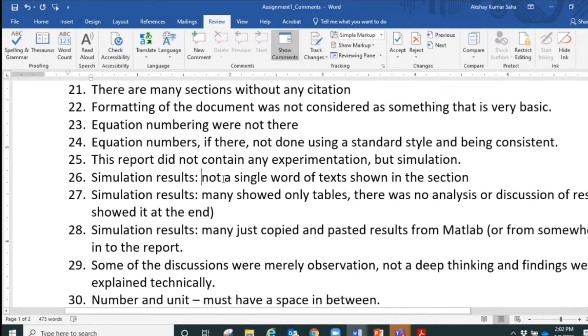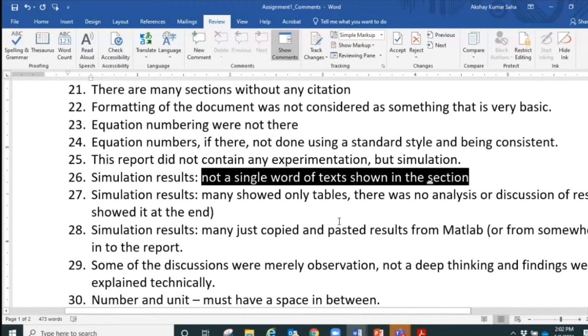Then simulation results. In many reports, I found they just have the subheading or heading simulation results, not a single word in the main section of the simulation, not a single word. Only tables, some graphs. That's completely unacceptable. Why are you showing that table? What does that table have? Yes, it has a caption, but that caption is just for caption. It's just to refer to that table.